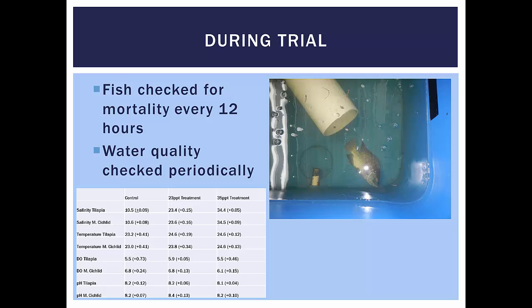So during the trial, I checked the fish tanks once every 12 hours. At the beginning, I checked more often than that. I also checked the water quality periodically, like every 3 days. And this is just the average water qualities and the standard deviations, because I just wanted to show that they didn't change that much. We didn't have a huge spike in temperature or a huge loss in DO that could have caused them to die. So we wanted to make sure that their reactions were due to the salinity treatments only.